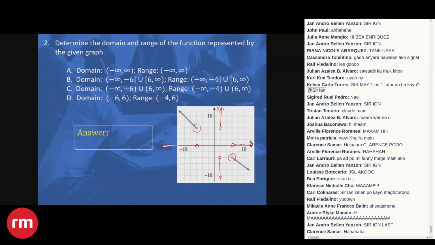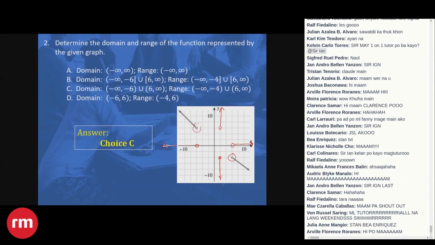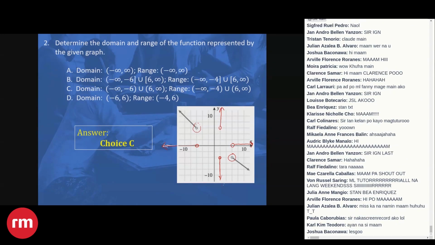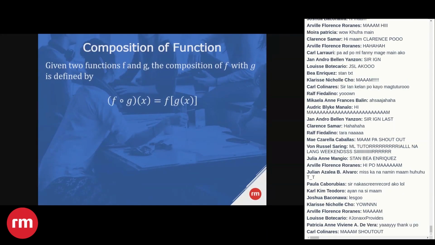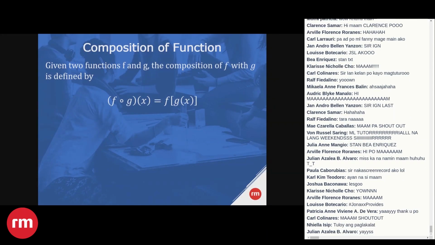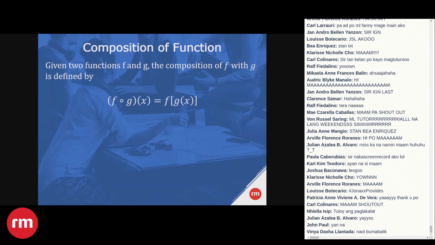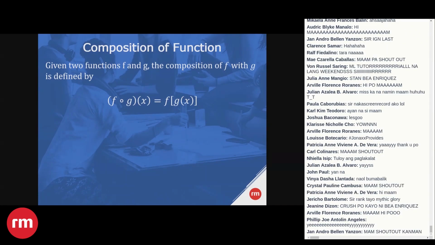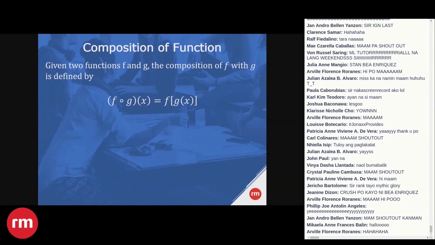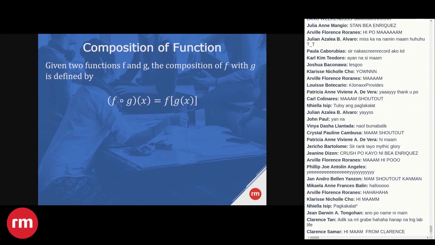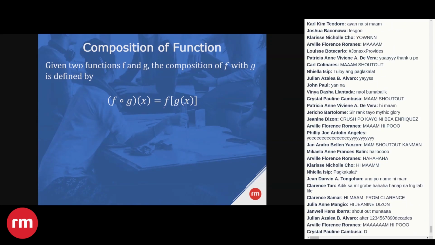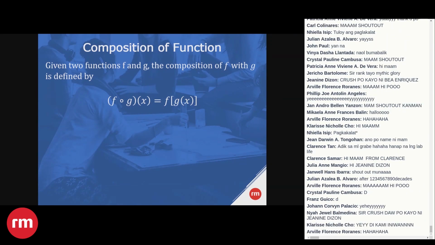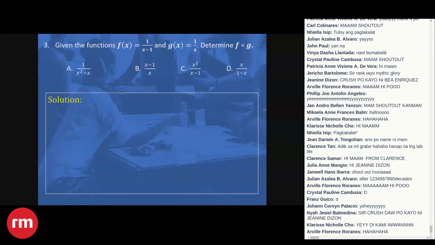Okay, so again, let's proceed to number 3. So again, for number 2, the correct answer is letter C. Okay, so for number 3, the next topic is on composition of functions. So this is, again, one of the operations on functions or composition. So very simple lang. So for example, if you have f circle g, we just replace x in the definition of f by g of x. So I know that you know this topic very well.